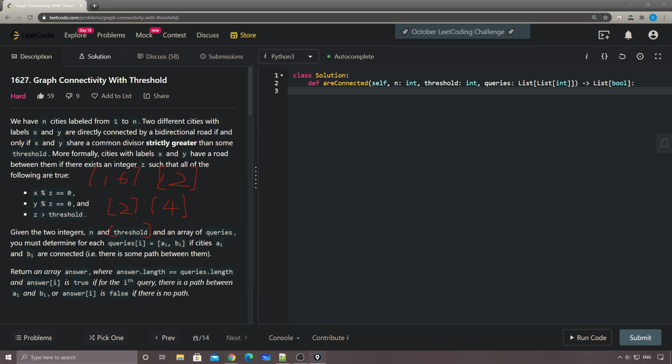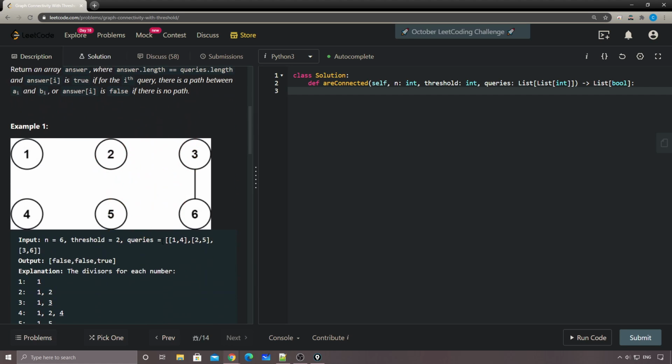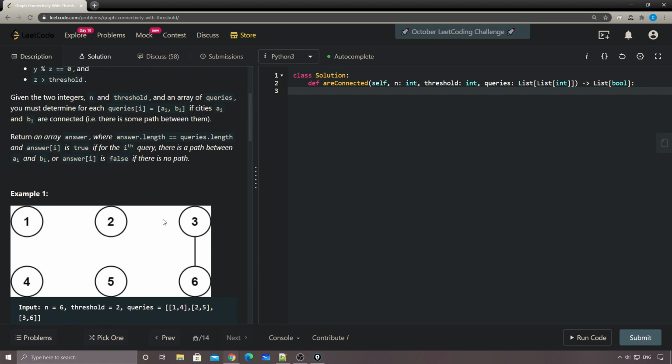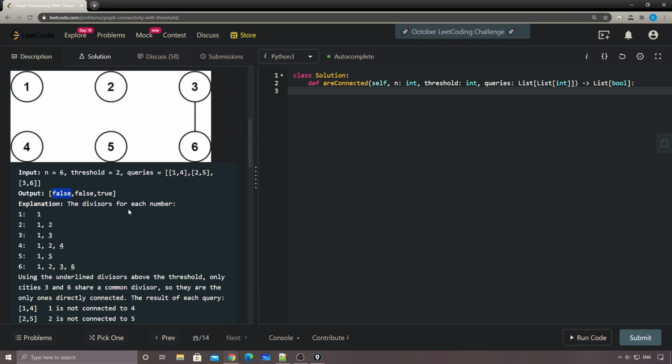Okay, and then it asks you to calculate, given the n and the threshold, the queries here. So it gives you queries. The queries are basically pairs of cities: 1 and 4, 2 and 5, 3 and 6. So it basically just checks if those two cities are connected somehow. Yeah, that's basically the problem, right?